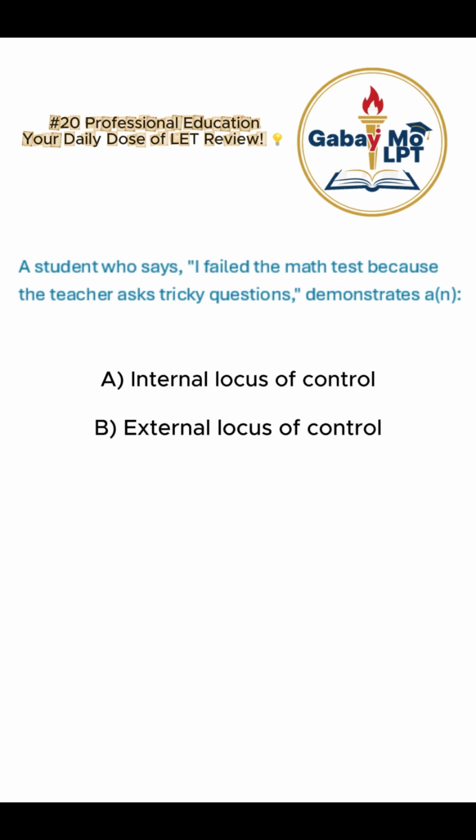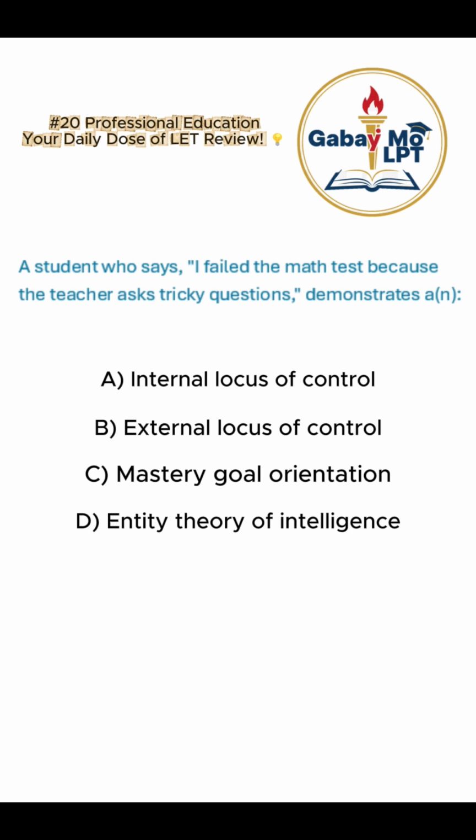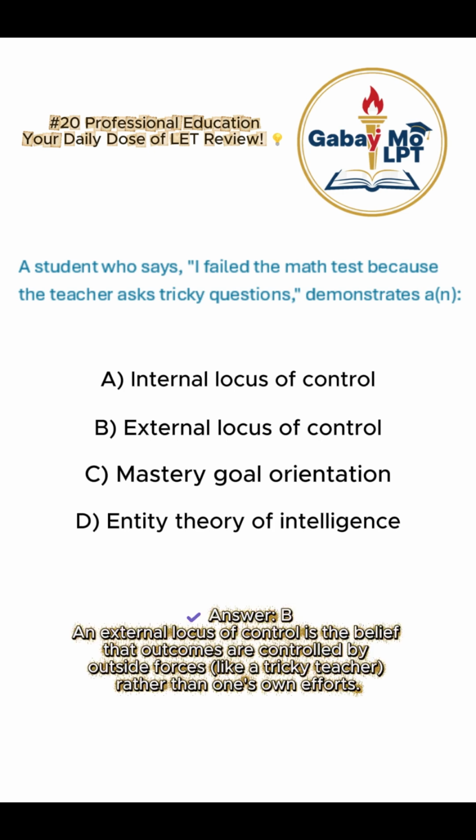A student who says, "I failed the math test because the teacher asks tricky questions," demonstrates A. Internal locus of control. B. External locus of control. C. Mastery goal orientation. D. Entity theory of intelligence. Answer: B. An external locus of control is the belief that outcomes are controlled by outside forces like a tricky teacher, rather than one's own efforts.